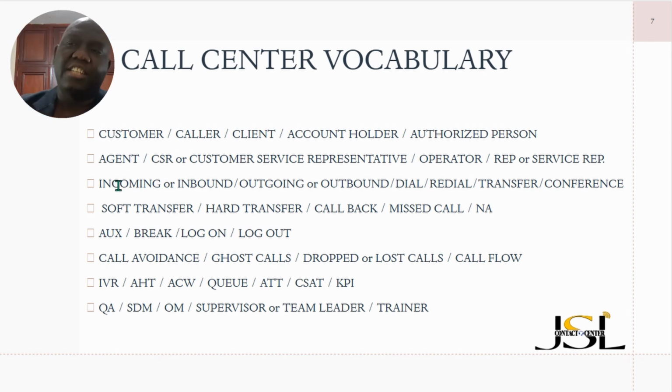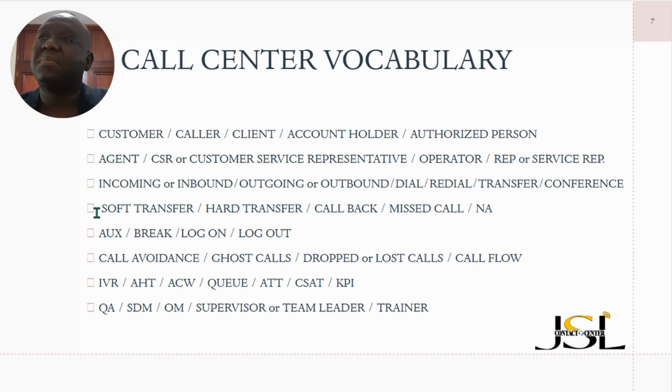Then, as a call center agent, you need to be familiar with what is an incoming or inbound call. Incoming or inbound calls are the calls that you receive. You sit down at your desk and the customers are calling you. That's an incoming call or inbound call. Now, when you have to call them, when you're the one calling, that's an outgoing or outbound call. All right, you dial a number. We redial a number that has previously been dialed. So we dial, transfer, conference. These are a few words that are going to come in handy when you're working in a call center environment.